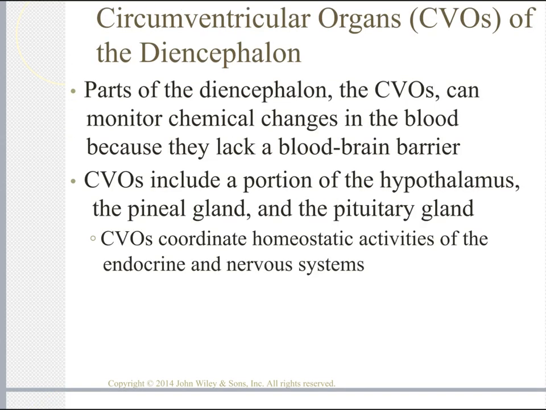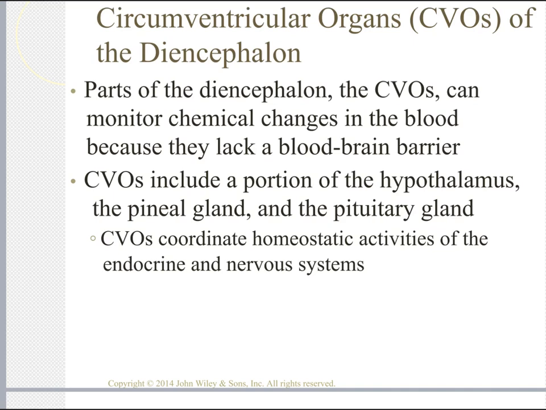One of the last things we're going to talk about are the CVOs, the circumventricular organs of the diencephalon. They are part of the diencephalon. They function to monitor chemical changes in the blood, and this is because they lack a blood-brain barrier. The circumventricular organs are also part of the hypothalamus, the pineal gland, and the pituitary gland. CVOs are going to help coordinate homeostatic activities of the endocrine and the nervous system.